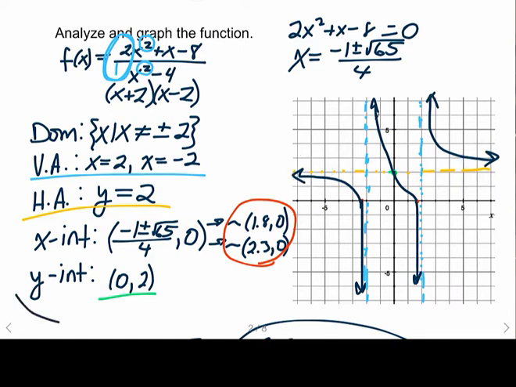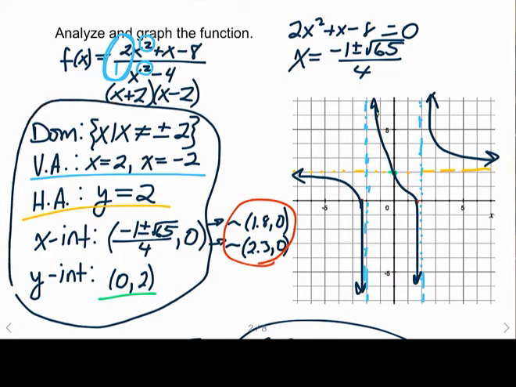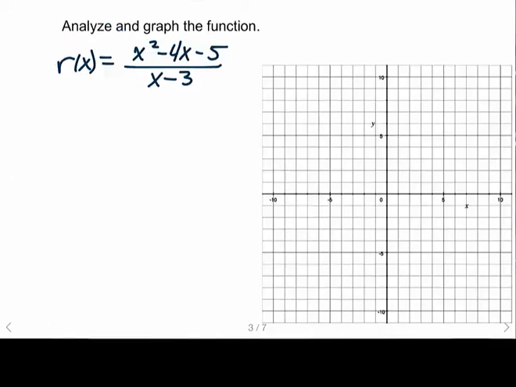Well, let me circle the fruit of our analysis because we were supposed to find all that. Might as well advertise it. And there we are. Next, same instructions.